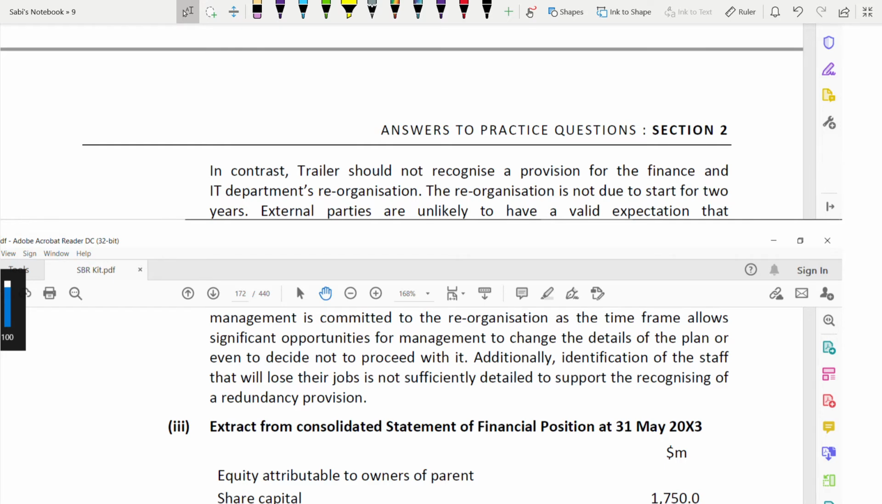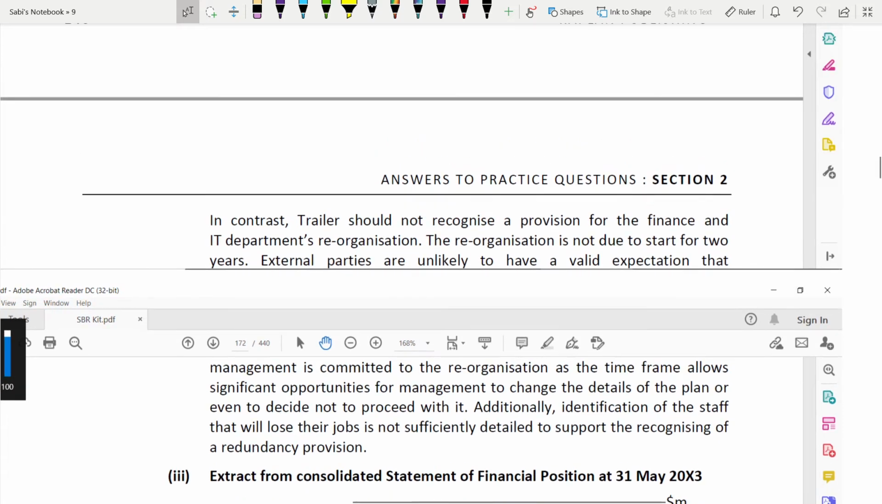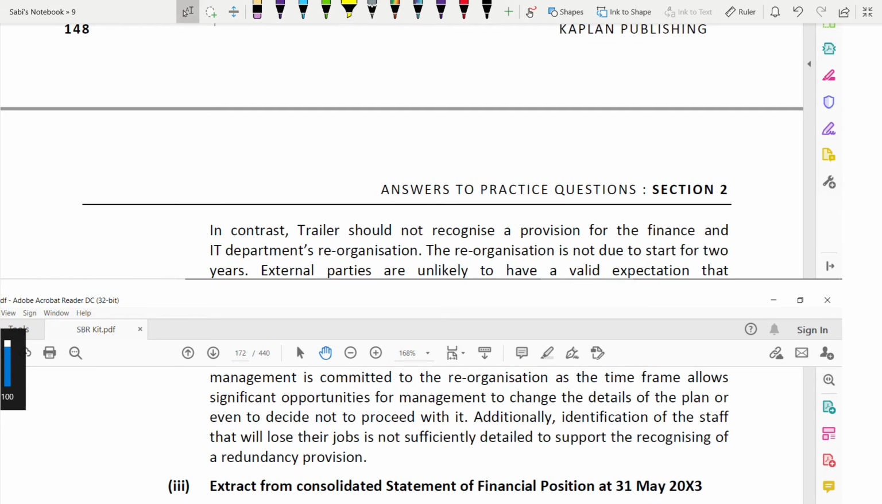Next is what? Simple. First plan is over. We have given the adjustments also. That means entry also. Second plan, right? Simple. Second plan. So in contrast, trailer should not recognize a provision. For the in contrast, what does it mean?